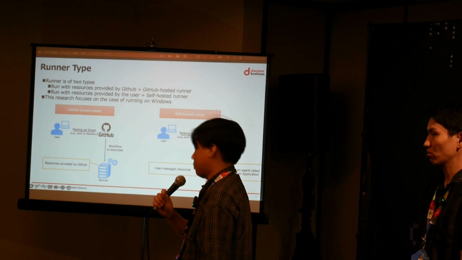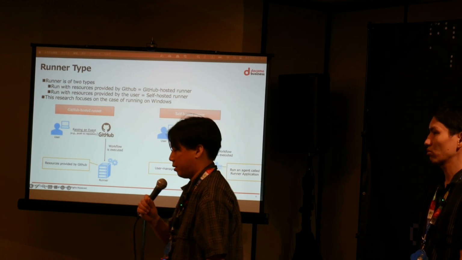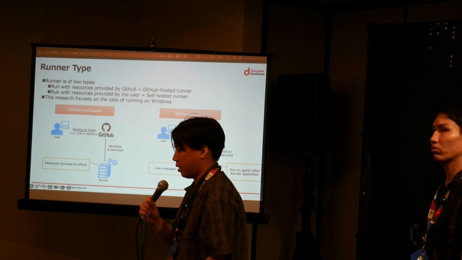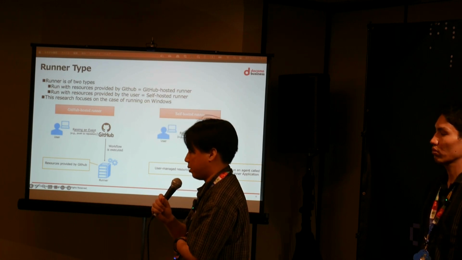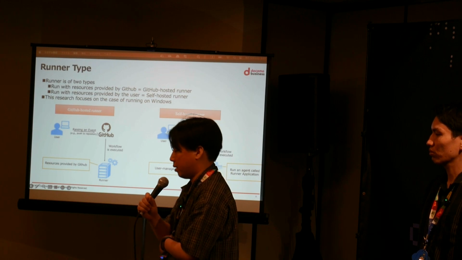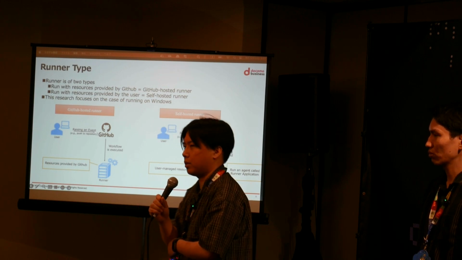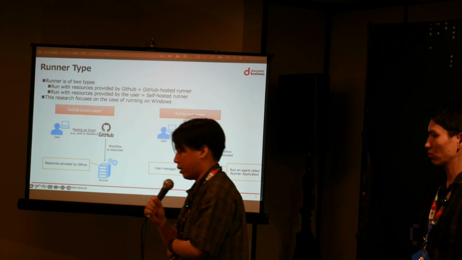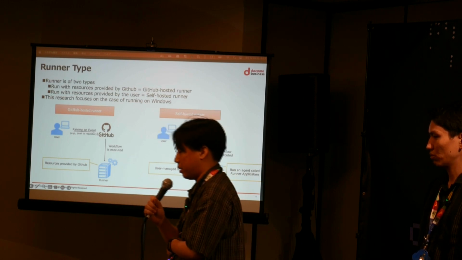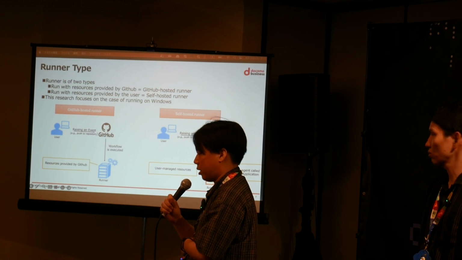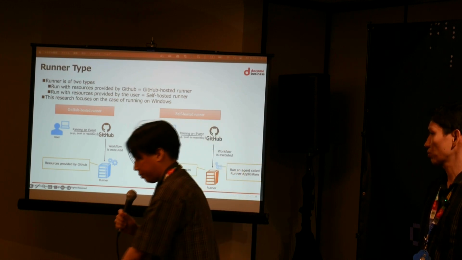There are two types of runner, GitHub hosted runner and self-hosted runner. In short, the difference is the resource owner. GitHub hosted runners run with resources provided by GitHub, and self-hosted runners run with resources provided by the user. Runners support some operating systems, macOS, Linux, Windows, but our research focused on Windows.